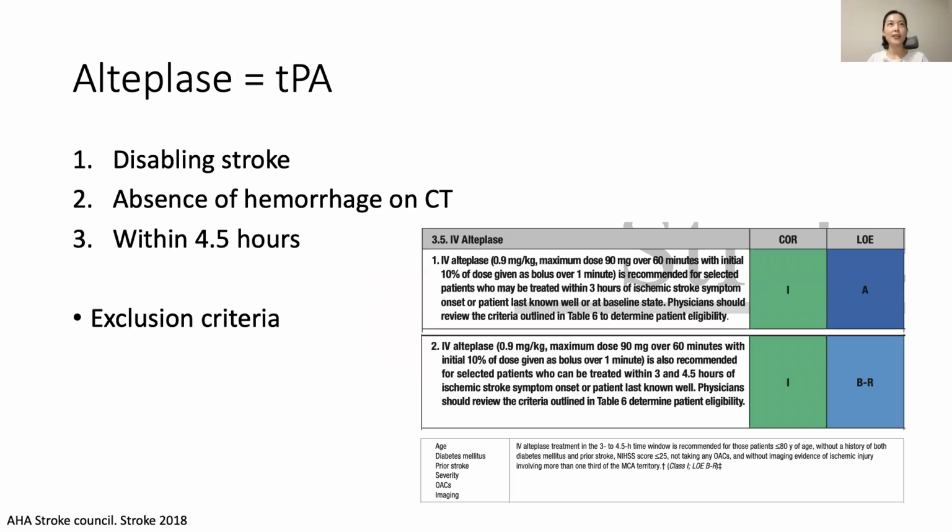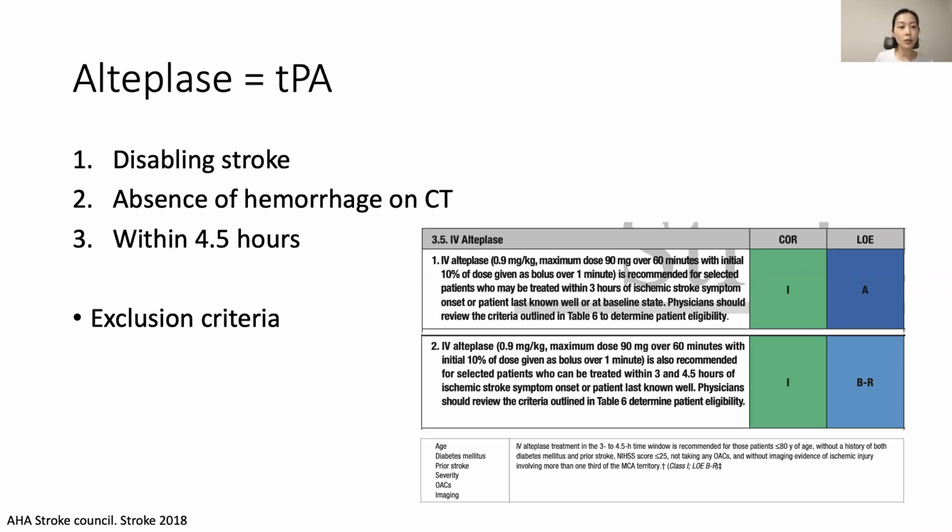It's very fulfilling. First of all, starting with thrombolysis or IV TPA, tissue plasminogen activator, also called alteplase. This has been around for a little over 20 years, probably. It used to be the only weapon that we had. Now we have thrombectomy, which I'll talk about next. But TPA, it's still very useful.